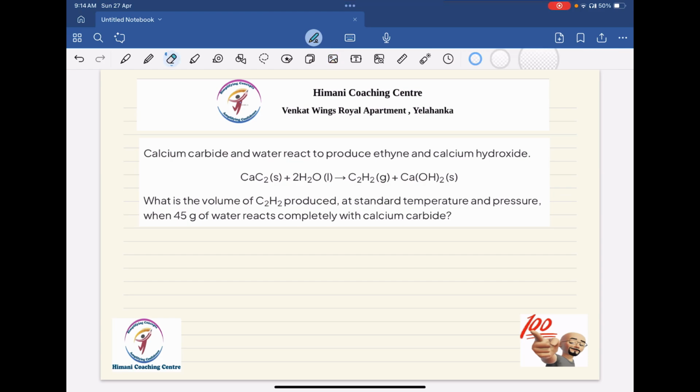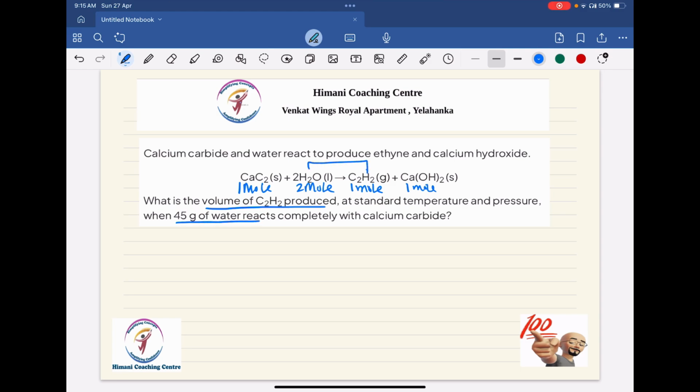It says calcium carbide and water react to produce ethine and calcium hydroxide. The reaction is given: CaC2 plus 2H2O gives C2H2 plus Ca(OH)2. Let us first see what is happening. In this reaction, there is 1 mole of CaC2, 2 moles of water, 1 mole of ethine, and 1 mole of Ca(OH)2. Now we have to just focus on the volume of C2H2 and the mass of water.